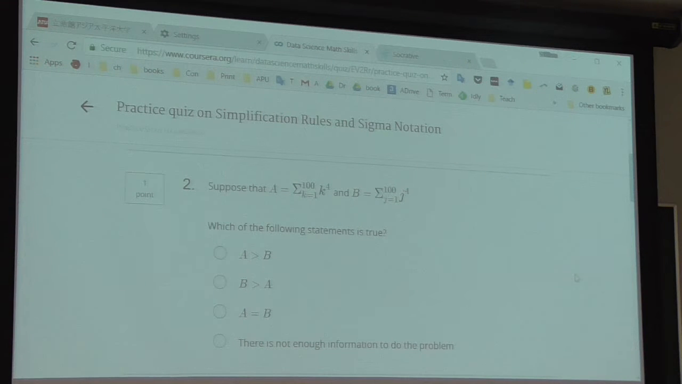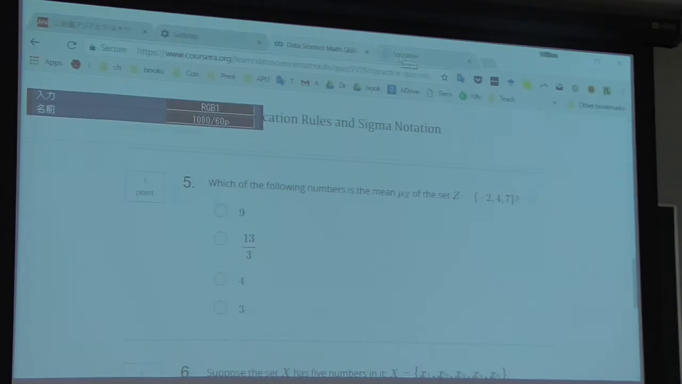Okay, next one. Okay, let's see. Okay, next one is here. Let's switch to these. Okay, that one, number 5. Again, 1, 2, 3, or 4. Oh, sorry, it's not there. Number 5. 1, 2, 3, or 4.